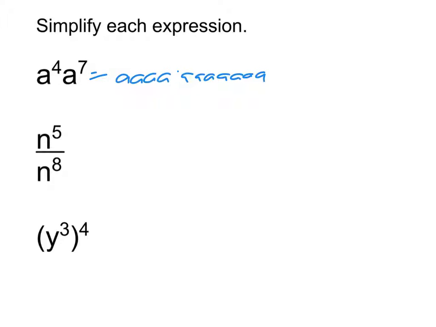Well, now you just got a whole bunch of a's all multiplied together, right? How many a's do I have multiplied together? 11. Notice in order to get that number, all I had to do was add my 2 exponents, the 4 and the 7.